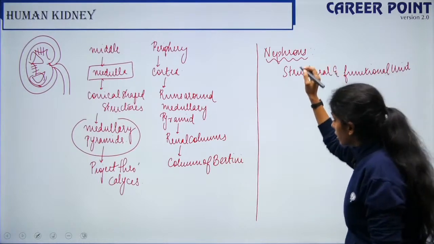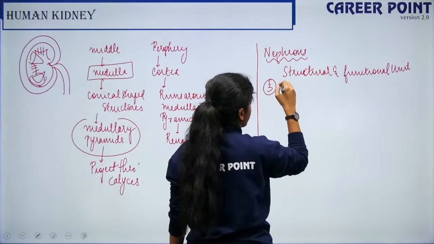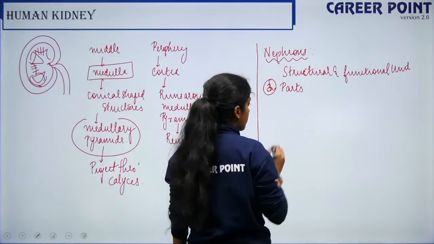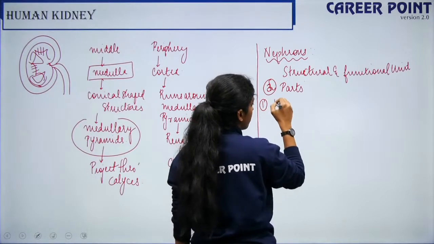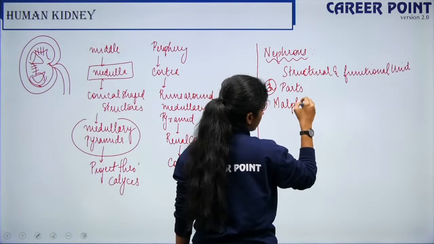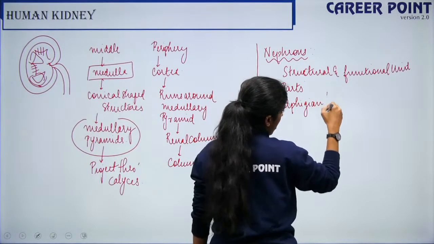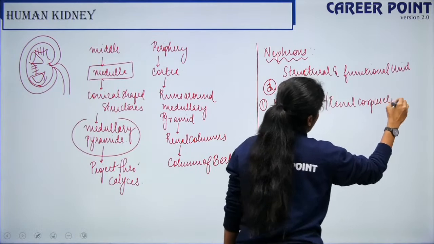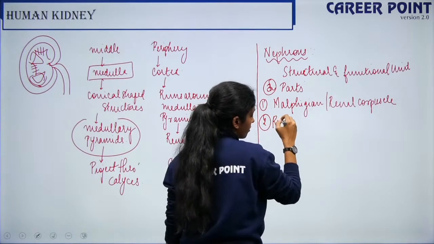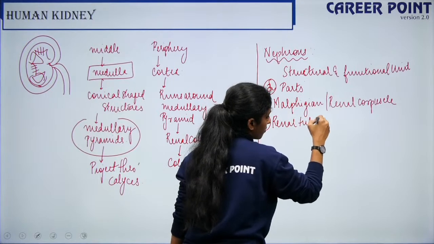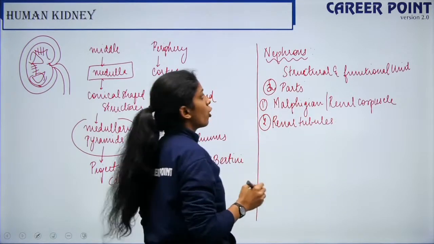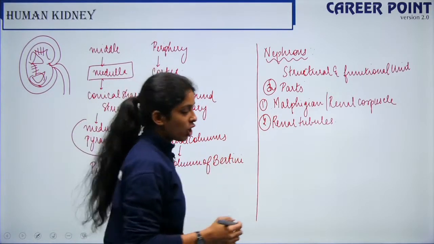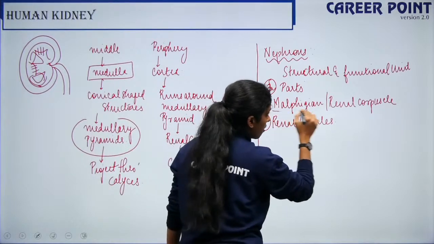So the nephron has mainly 2 parts. The first part is known as the Malpighian or renal corpuscle, and the next part is the renal tubule. So these are the 2 parts of the nephron. Now let's talk about the first one, the Malpighian or renal corpuscle.